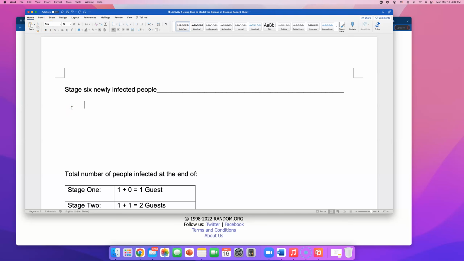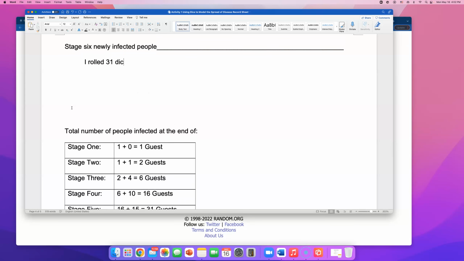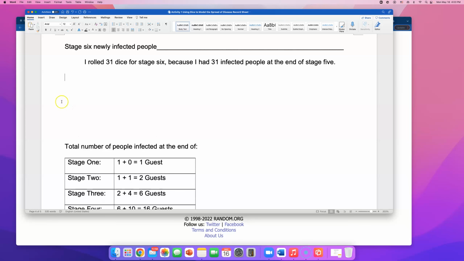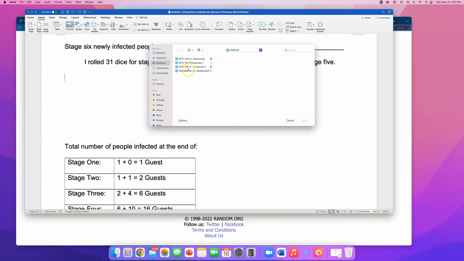All right, you know what? I'll go ahead and type up what I just did. I rolled 31 dice for stage 6 because I had 31 infected people at the end of stage 5. Okay, so when I did that, this was what I got.